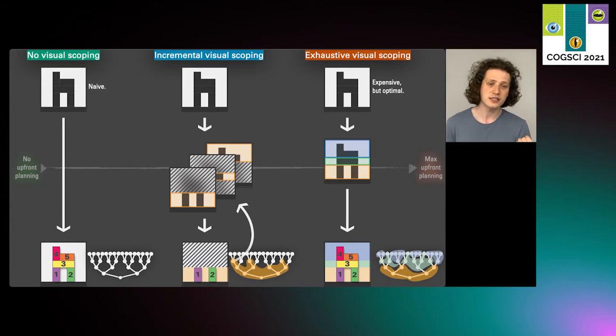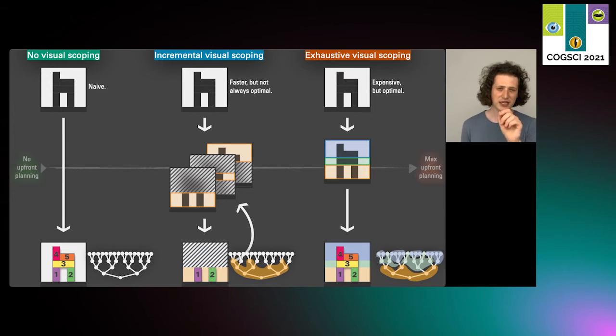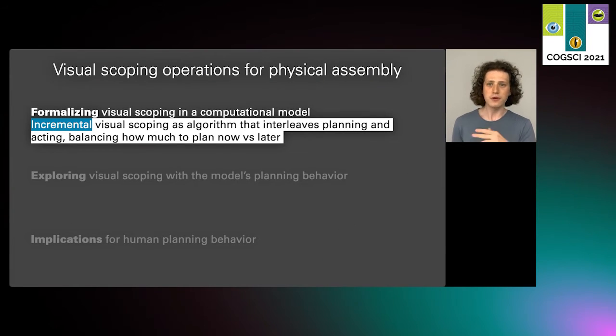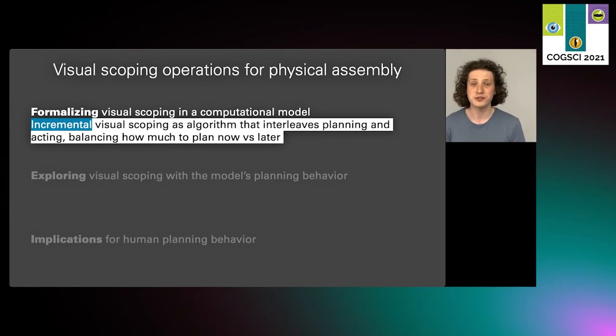This comes at a cost, and we'll talk about that later, but the hope is that this is a beneficial trade-off, that we wouldn't lose much accuracy while reducing the total cost of planning. So, we know that exhaustive visual scoping is going to find a sequence of subgoals that makes planning easiest because it considers all of them. No visual scoping planning will have no visual scoping cost, but the highest action level cost. How can incremental visual scoping balance these two costs?